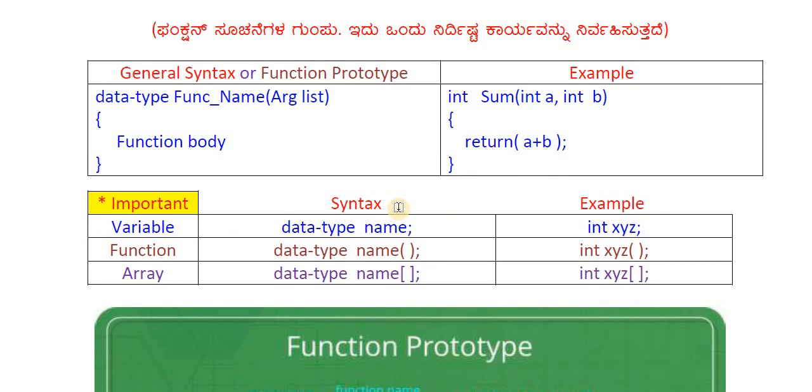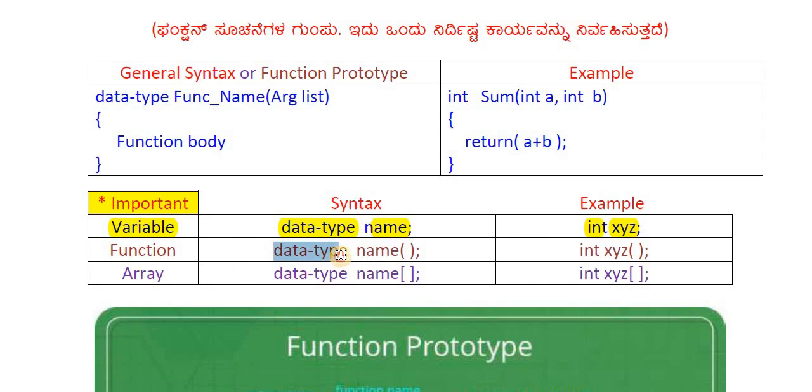Okay, so before going into detail, here are some important points. A data type with a name is called a variable. Example: integer xyz. It means if any name comes with a data type, then that will be a variable.